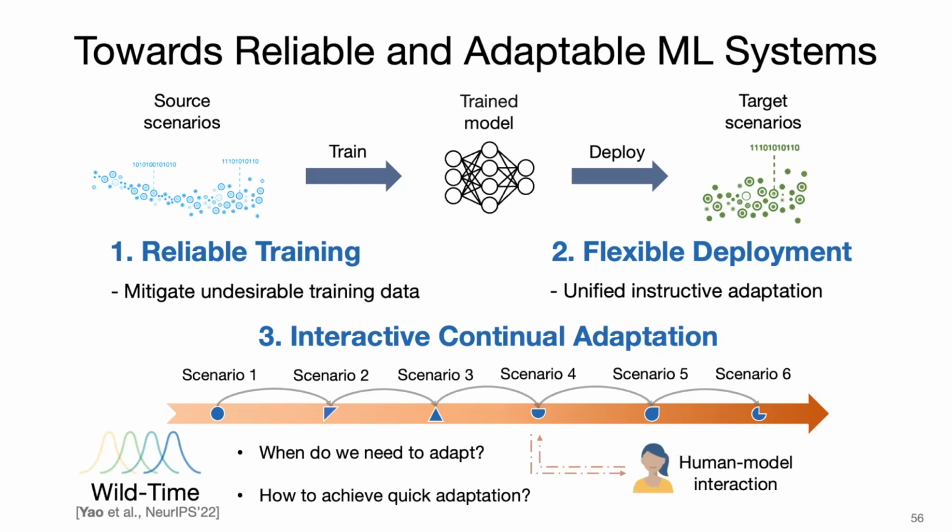And such kind of humans can provide additional information to help us answer these two questions: when do we need to do the adaptation, and how to achieve quicker adaptation?